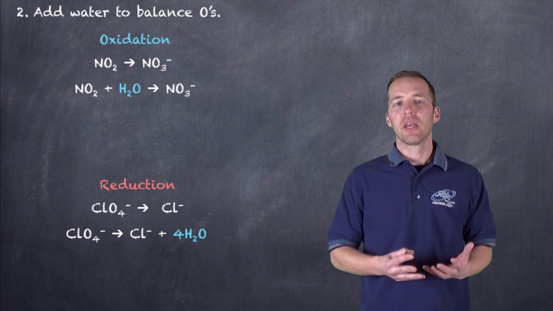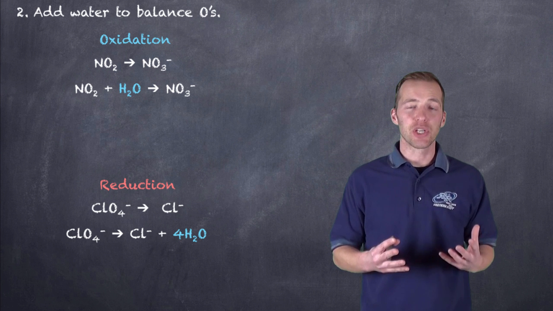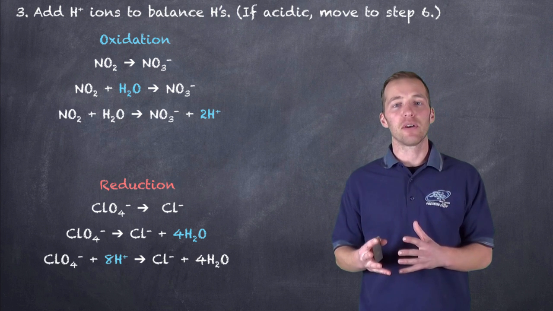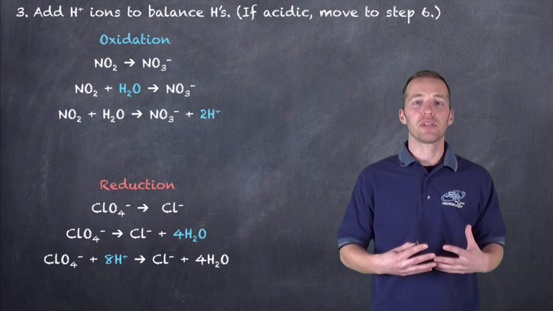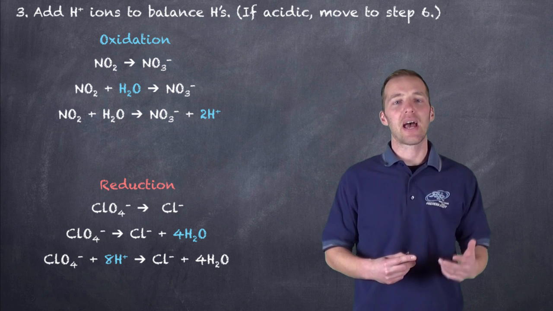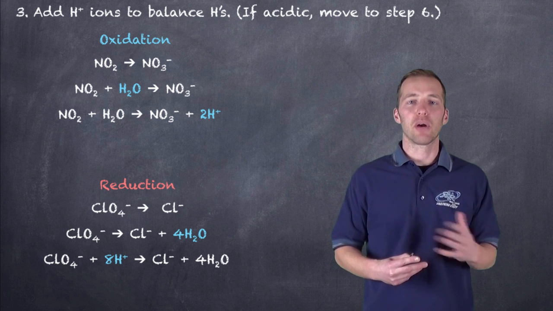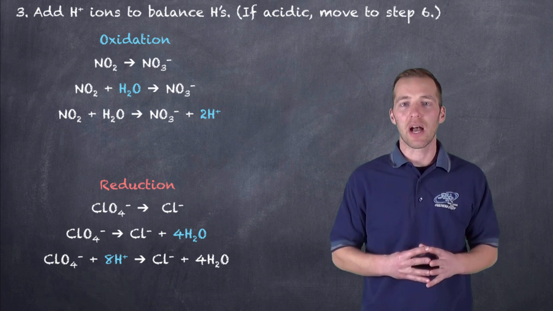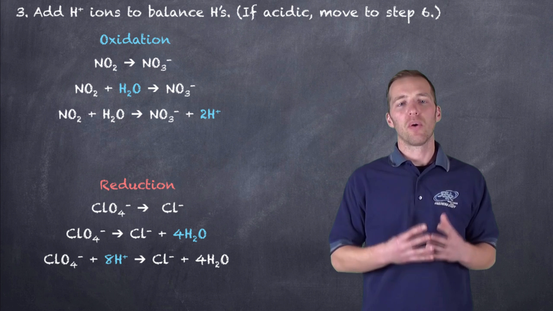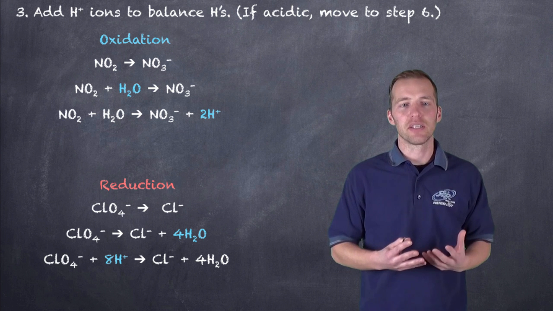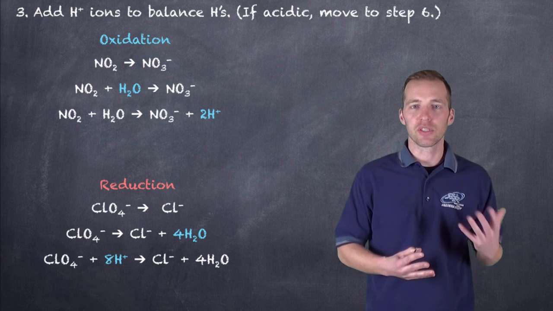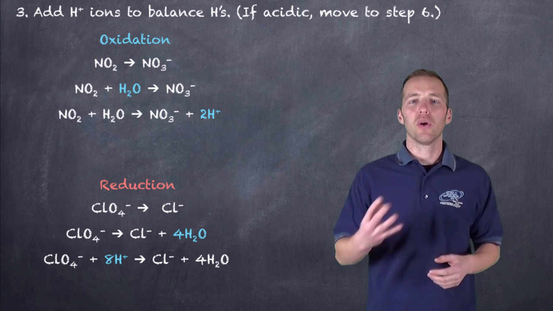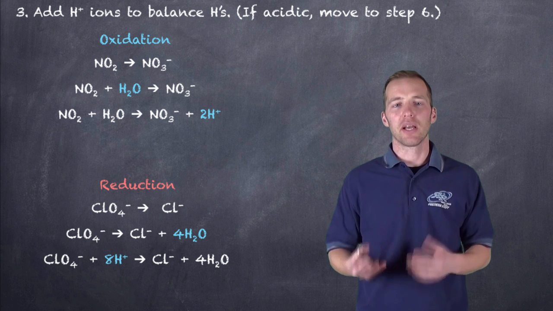The next step is we are going to add hydrogen ions. And this step is important even if you're in a basic solution. The next step in the process is still to add hydrogen ions to balance out all the hydrogens. Even the hydrogens that are not in water, we're still using the hydrogen ions to balance that out. So again, in the case of our oxidation, we can see that the two hydrogens contributed by the water that we just added, we have to balance them out by putting two hydrogen ions on the right.